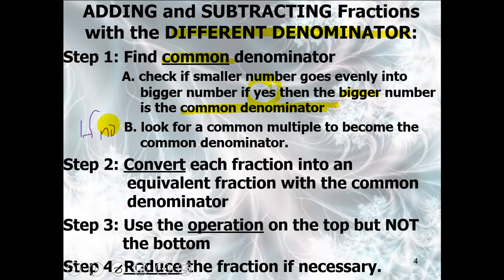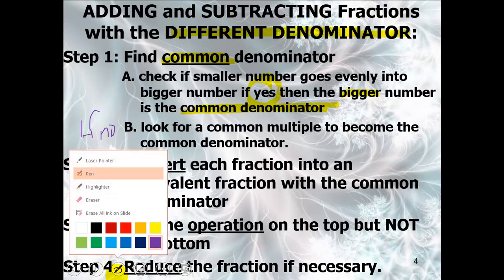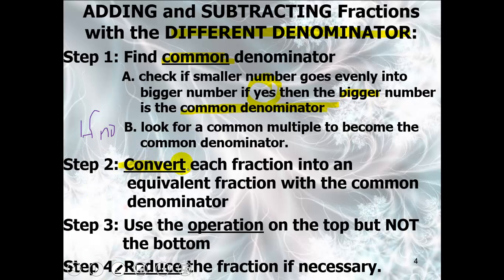After you found your common denominator, then you want to convert one or both, if necessary, of the original fractions into equivalent fractions with that new common denominator. Then, once you have the common denominator, you're going to apply the operation to the top numbers, but not the bottom numbers, okay? And then you're going to reduce the fraction when needed.